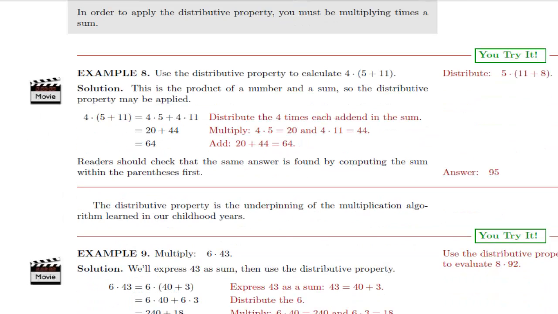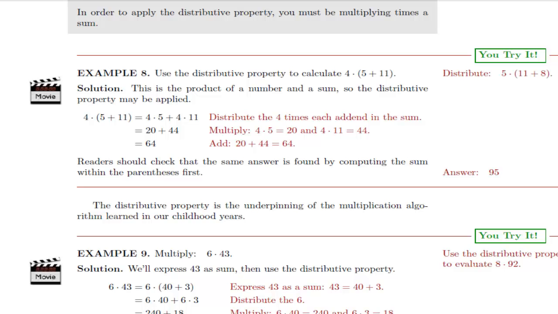Example 8. Use the distributive property to calculate 4 times (5 plus 11). Solution. This is the product of a number and a sum, so the distributive property may be applied. Distribute the 4 times each addend in the sum to get the product of 4 and 5 plus the product of 4 and 11. Then multiply. 4 times 5 is 20, and 4 times 11 equals 44. Then add 20 plus 44 equals 64. Readers should check that the same answer is found by computing the sum within the parentheses first.